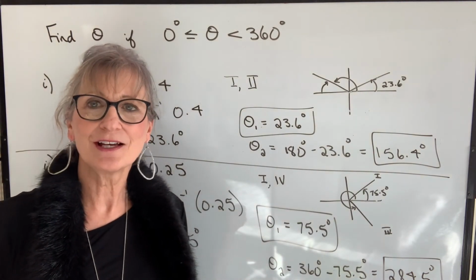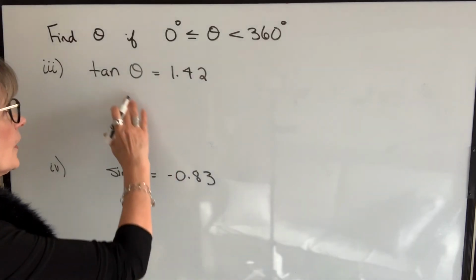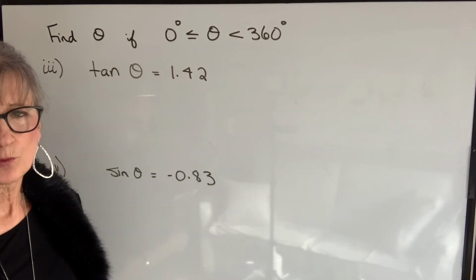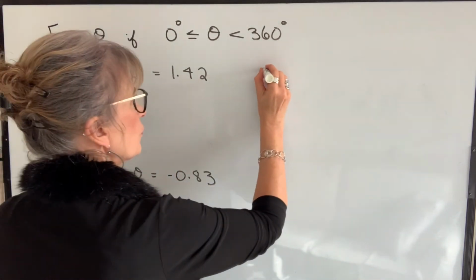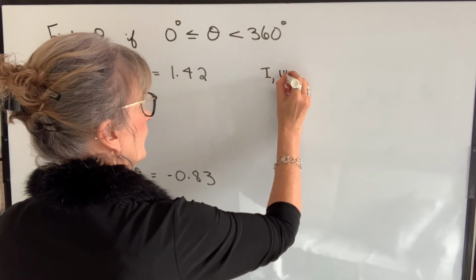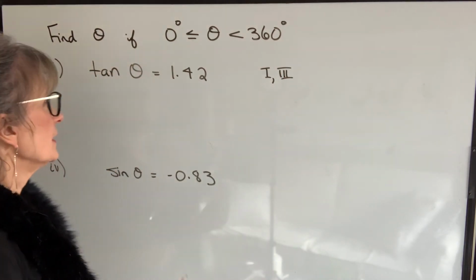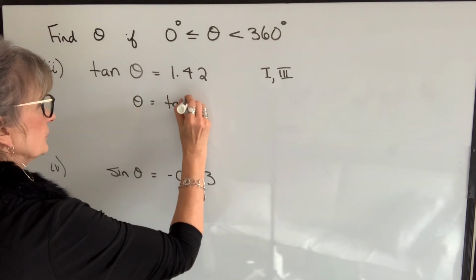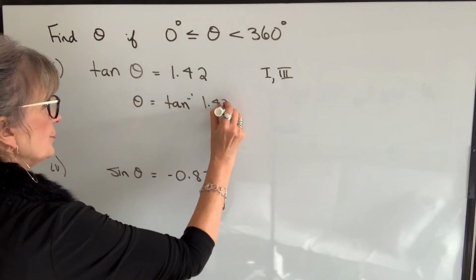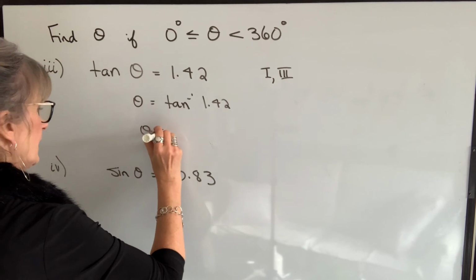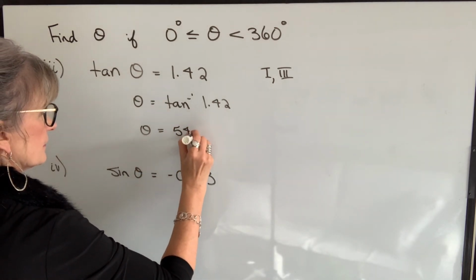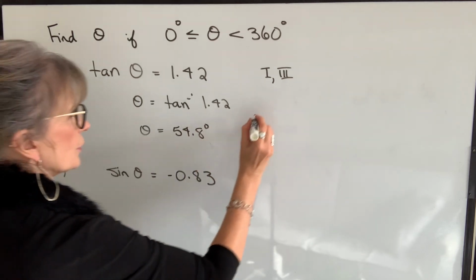Let's take a look at a few more questions. Okay, our next question deals with the tangent function. It's positive. We know that tangent is positive in quadrants 1 and 3. To find our first angle, we're going to do inverse tan of 1.42, and we get an angle of 54.8 degrees. So that's the angle in quadrant 1.